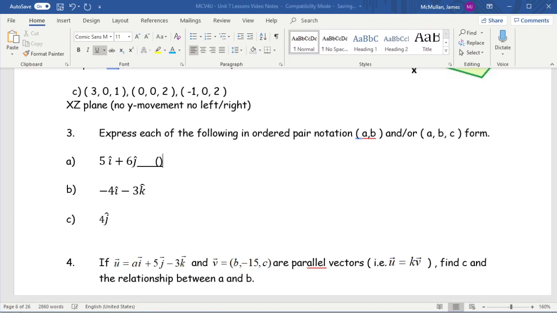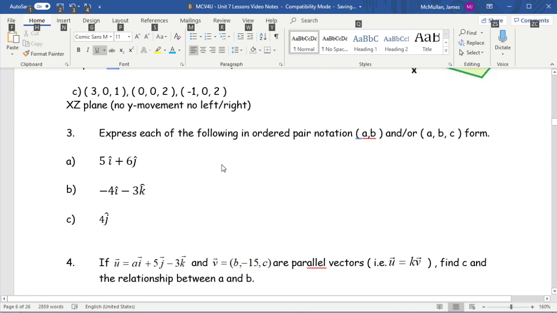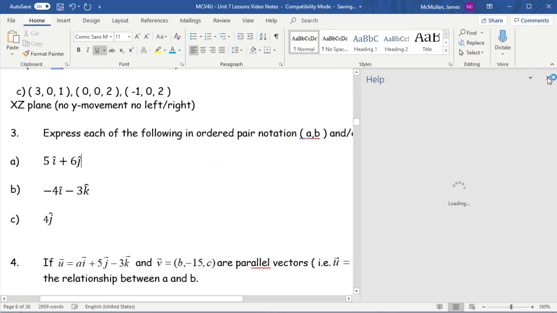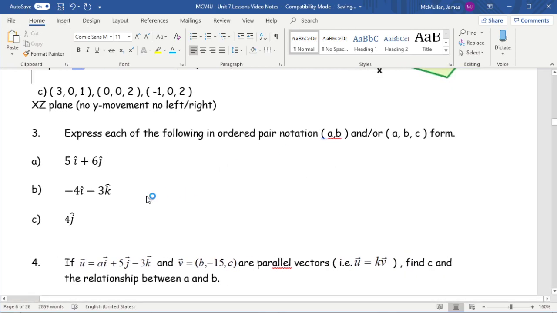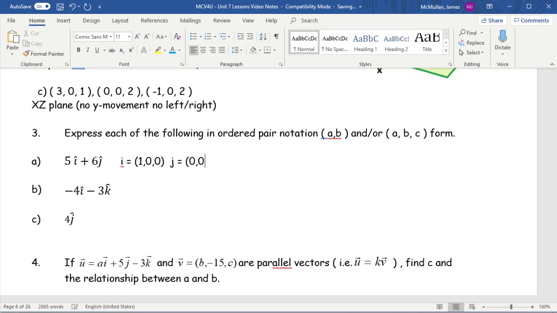Okay, 5i plus 6j. Let's write it out the long way once, and then we're not going to write it out the long way again because it's tedious. So what would happen if you took vector i? Remember, I'm not going to bother with the vector sign. i is 1, 0, 0. j is 0, 1, 0.